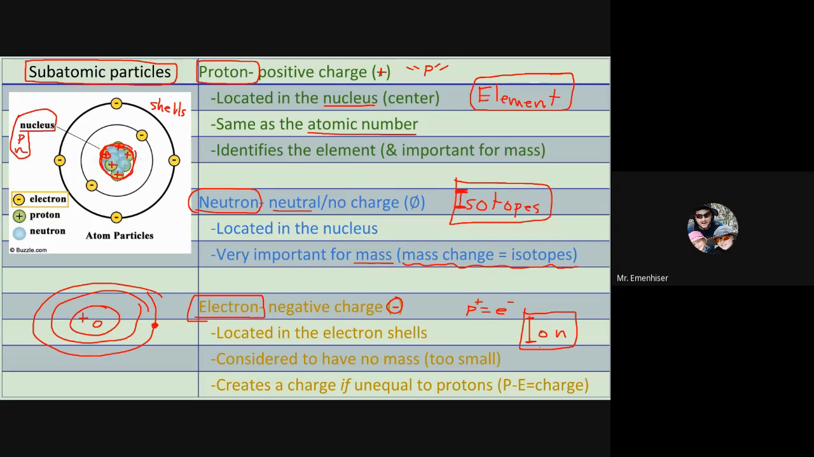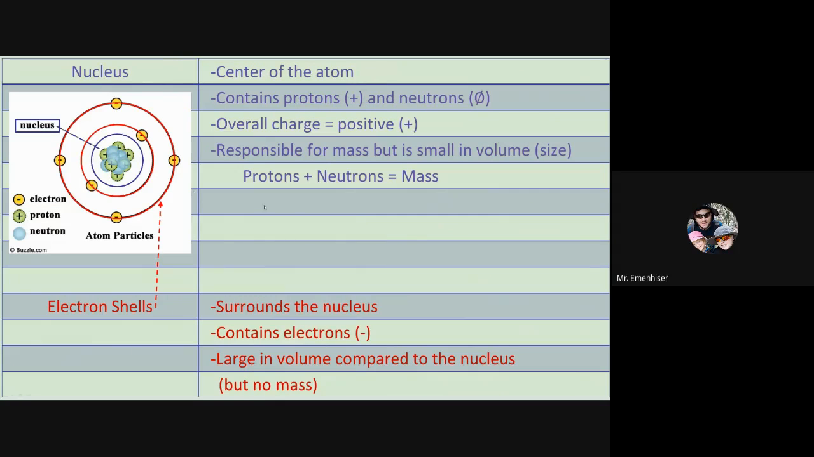Okay. So here's 3 terms here that we'll be talking about more. Okay, let's continue. All right, what is in the nucleus? Here's our nucleus. What is in there? Protons and neutrons. The nucleus is the center of the atom.